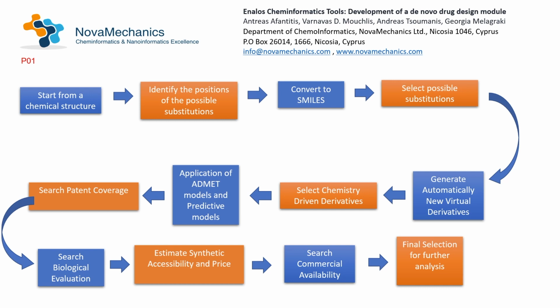The workflow is initiated after defining a primary structure and identifying the positions of the possible substitutions on this structure. After the structure is converted to SMILES, the user can select possible substitutions and the analogous de novo module automatically generates the new virtual derivatives. Among these, chemistry-driven derivatives are selected with the help of analogous ATMET tools, as well as the application of predictive models for specific priorities of interest.